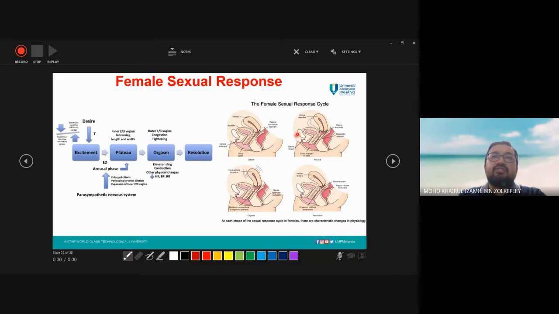And then ada resolution. Okay, so kita nampak during desire, mainly in summary lah apa yang berlaku, akan ada berlakunya enlarged clitoris, vagina dia pun akan kita panggil increasing length and width. Okay, untuk penyediaan kita panggil inclusion of penis and also the expel out of sperm yang mana akan melalui cervix dan ke arah uterus dan juga kepada fallopian tube. Okay, alright.